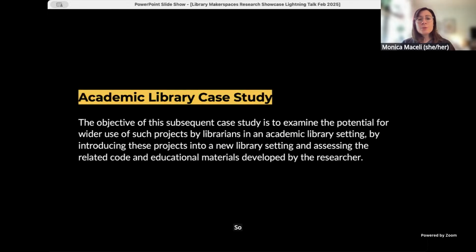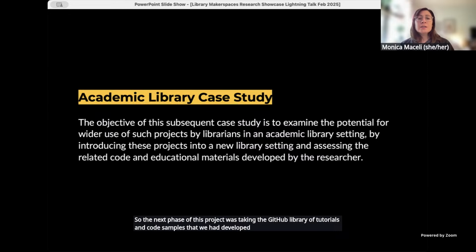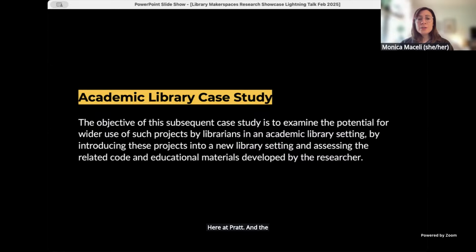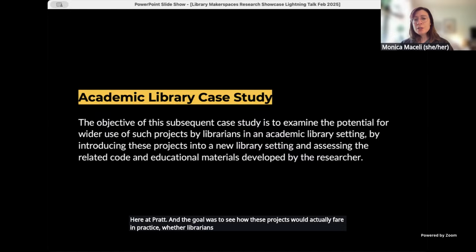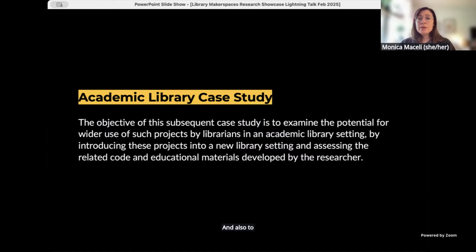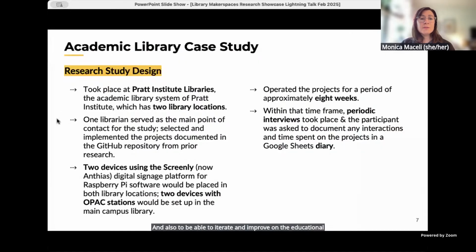So the next phase of this project was taking the GitHub library of tutorials and code samples that we had developed and employing it in a case study, which we did at the Pratt Institute Academic Library here at Pratt. And the goal was to see how these projects would actually fare in practice, whether librarians could follow the materials to both gain inspiration about what they may want to do with their maker technologies in the wider library sphere, and also to be able to iterate and improve on the educational materials that we had developed.